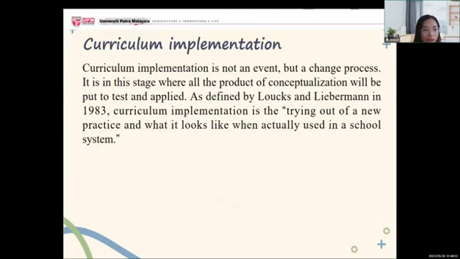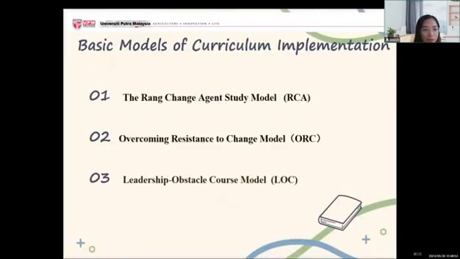I have looked through several models of curriculum implementation, but I am unable to capture the essence of them. So I just picked out those 3 models I can understand better and share them with you honestly. Number 1 is the RCA model. Number 2 is the ORC model. Number 3, LOC model.